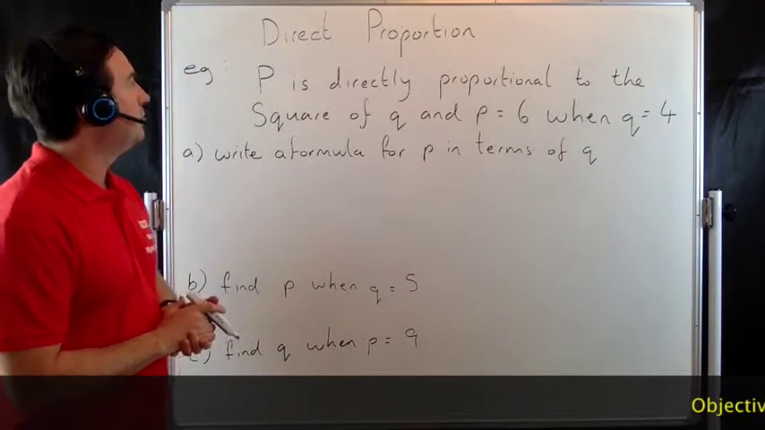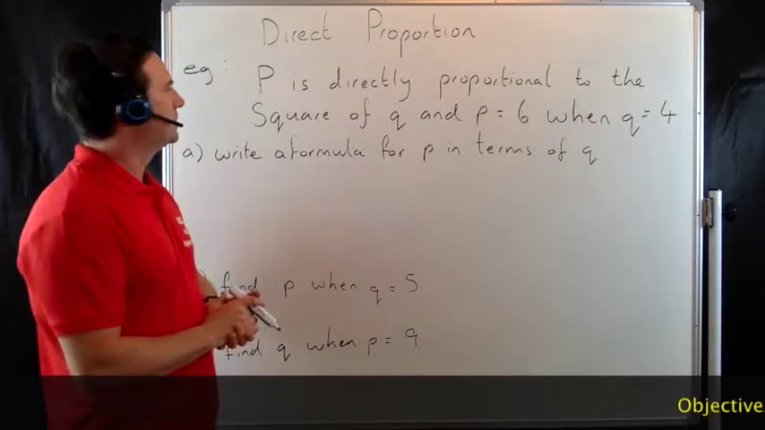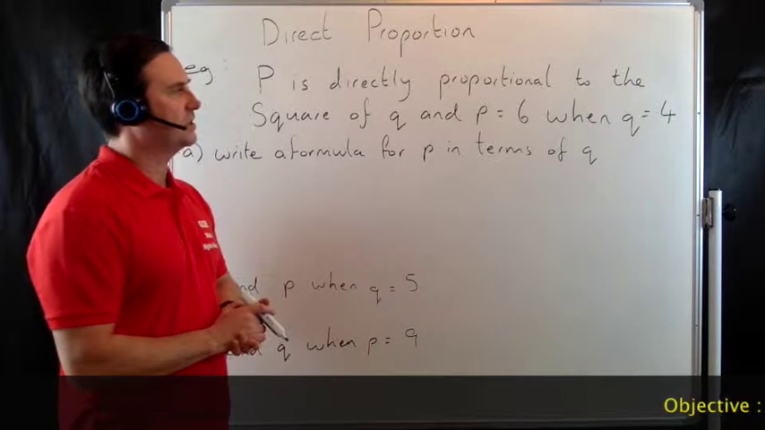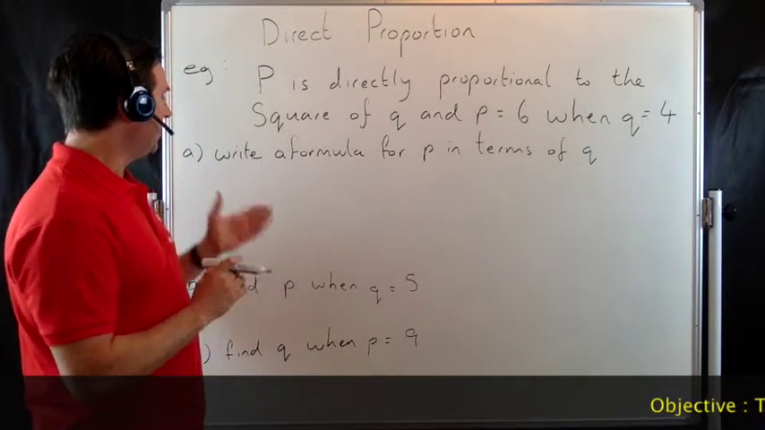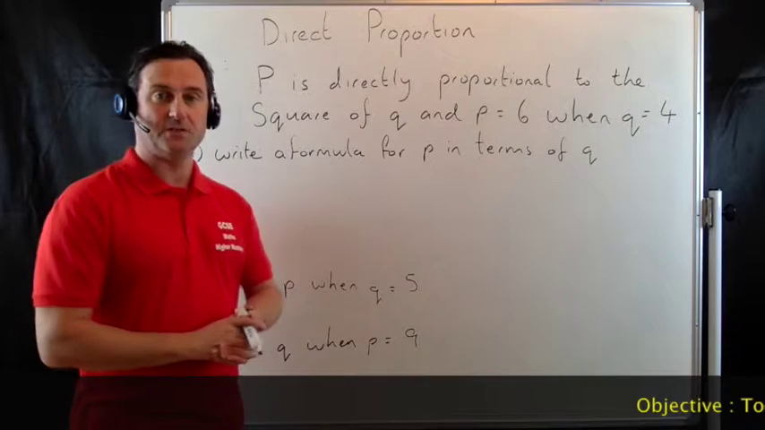Okay, this is the example we've got. P is directly proportional to the square of Q and P equals 6 when Q equals 4. Part A, write a formula for P in terms of Q.